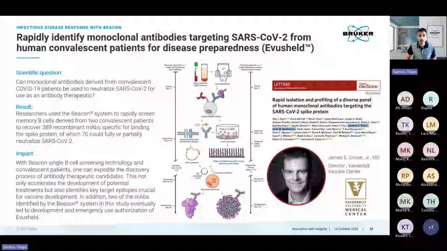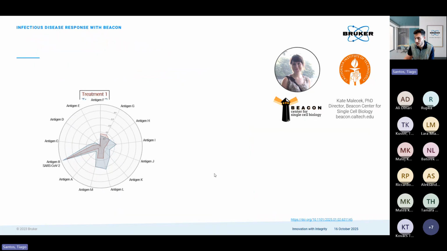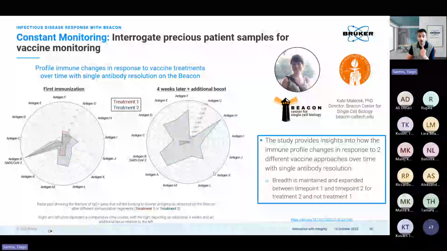And we see other examples, even looking at immunomonitoring of the patient response when it comes to vaccination. In this case, coming from Kate Malasak at Caltech, she wanted to compare two different treatments and survey the antibody responses. And once again, screening multiple antigens. And that's the value of Beacon, is the fact that you can screen multiple antigens and do multiple functional screenings. And she found antibodies that were cross-reactive to 15 different antigens.